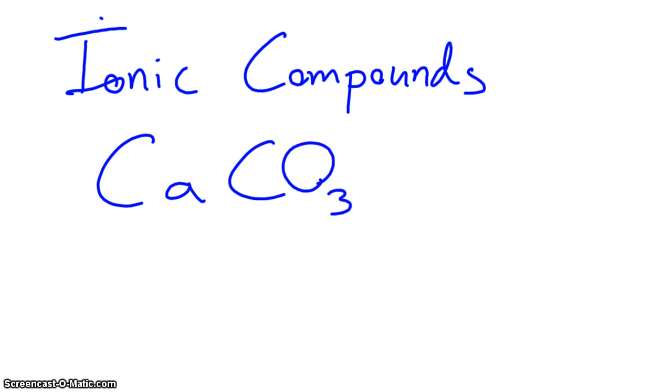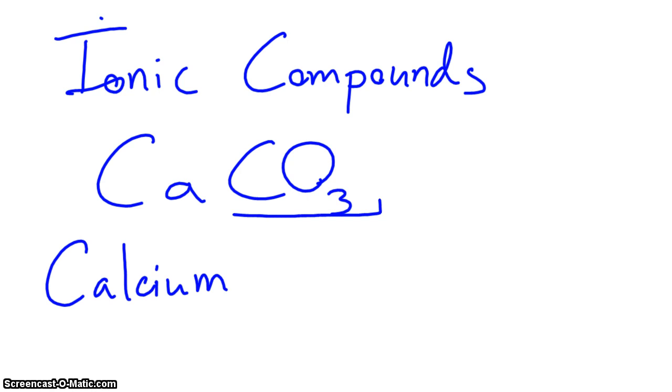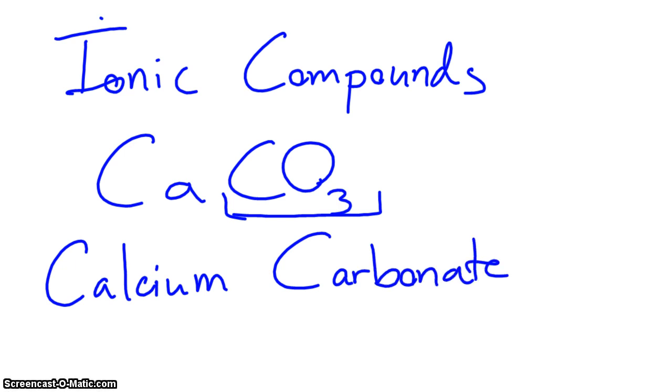this one's actually really easy because calcium is just Ca. Ca is just calcium. And then this, if you have looked at your chart on polyatomic ions and memorized the names of them, you know is carbonate. It's the carbonate ion. So it's just calcium carbonate.